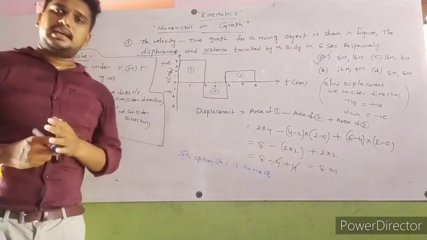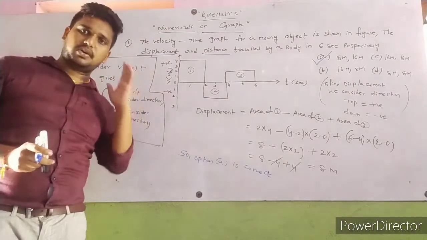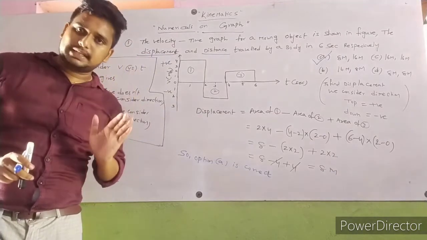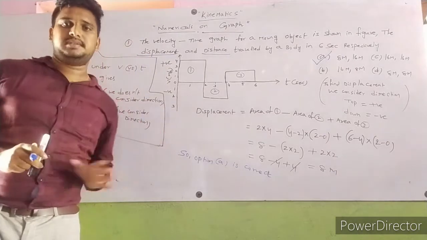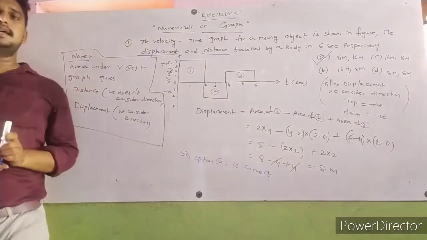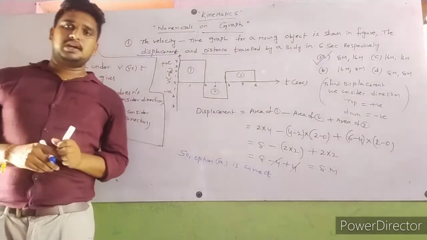The main thing here is that area under the velocity versus time graph gives distance if we don't consider direction, and displacement if we consider direction. So this is about the first problem. Next we will discuss the second problem based upon graph.